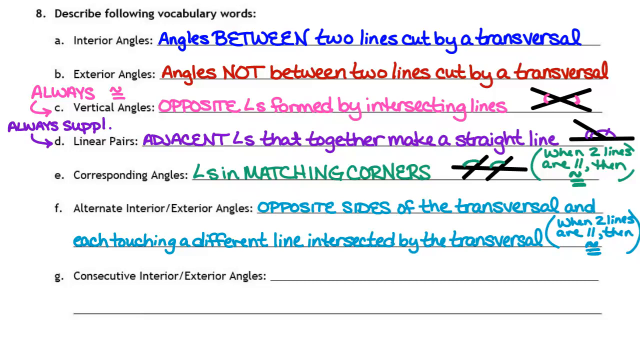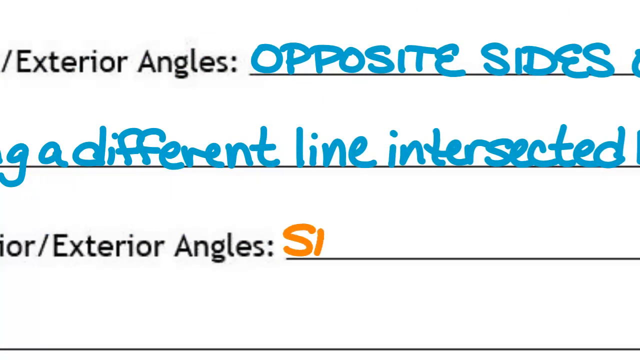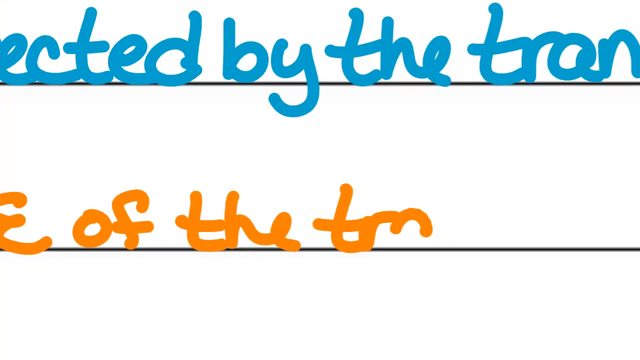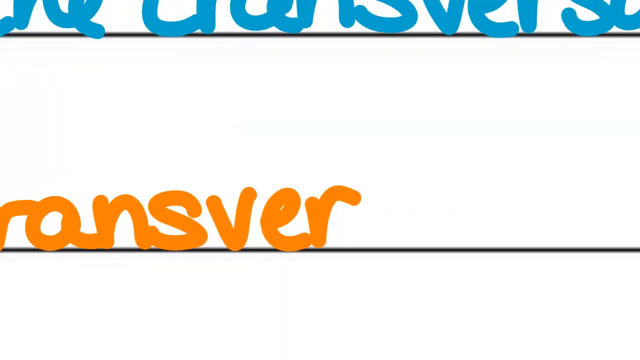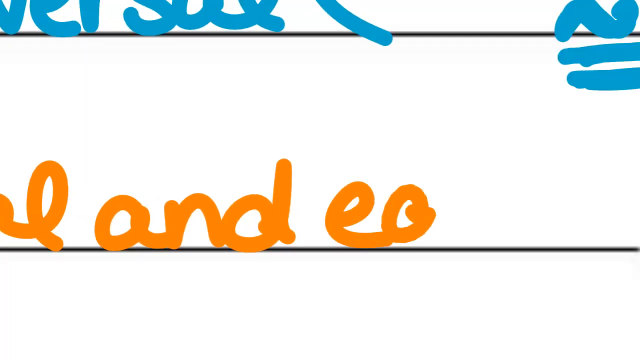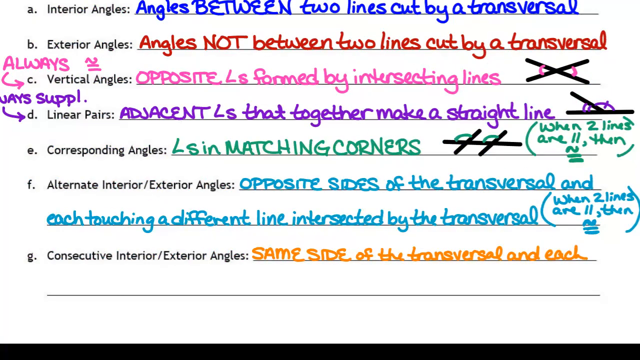Consecutive interior or exterior angles. These are on the same side of the transversal, and each touching a different line intersected by the transversal.